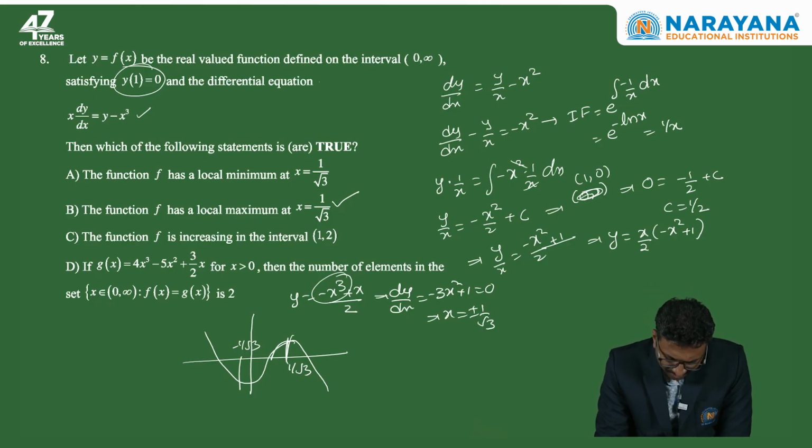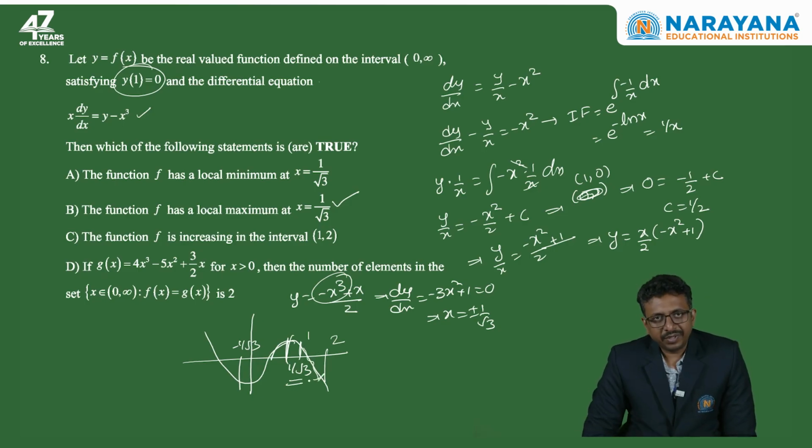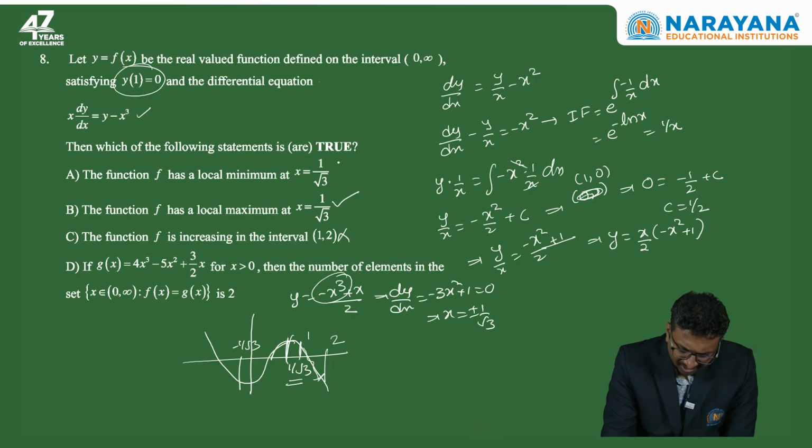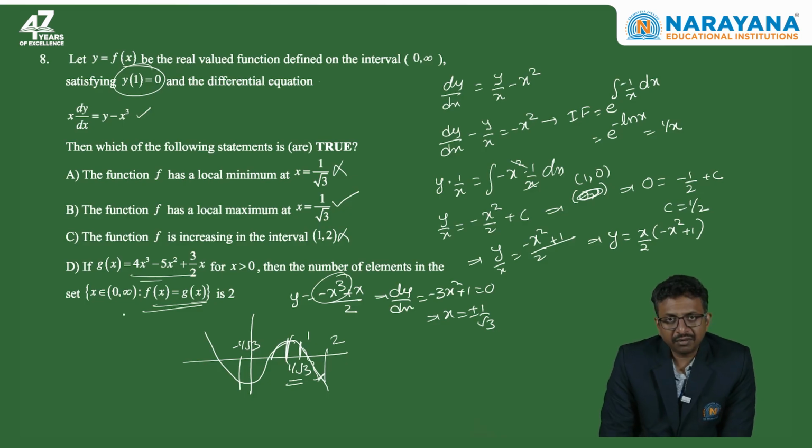Next, the function f is increasing in the interval 1 to 2. Can I conclude that 1 by root 3 is less than 1? 1 will be somewhere here, 2 will be somewhere here. The function is actually decreasing between 1 and 2, it's not increasing. So this is wrong. And g of x is equal to this; the number of elements where f of x is equal to g of x in 0 to infinity is 2.